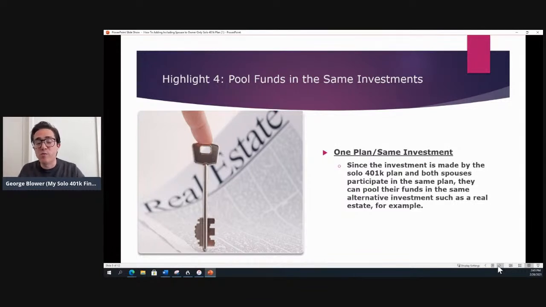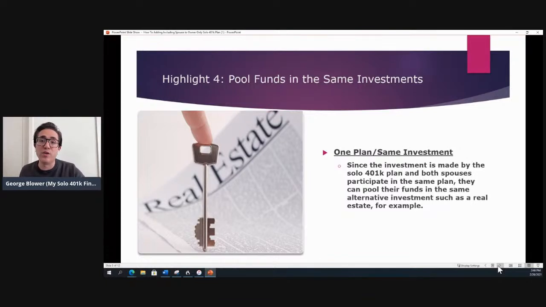Now the money to purchase the property would transfer, say, to the escrow company from each person's respective account. So spouse number one is going to transfer $60,000, say, to the title company or the escrow company to buy the property. Spouse number two is going to transfer $40,000. And so the ratio that the spouses own the investment is reflected and handled in the solo 401k plan documents at that level.